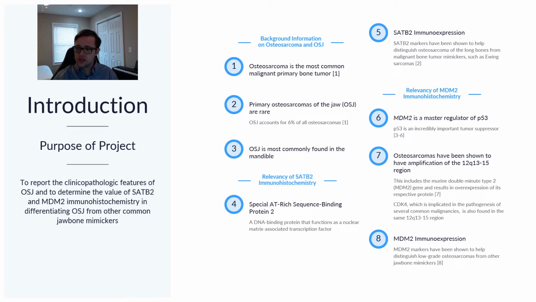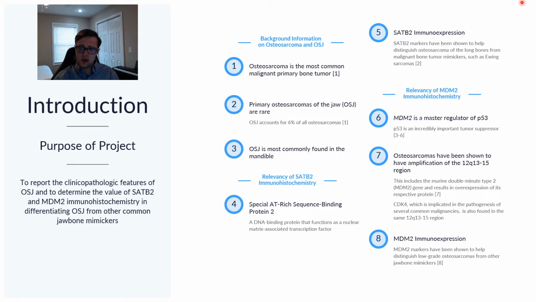I believe it's best to start with a bit of background information before I explain what our goal was for this study. Osteosarcoma is the most common primary malignant bone tumor in humans, and in rare cases, primary osteosarcomas can actually develop in the jaw. Several genes are associated with osteosarcoma, namely SATB2, MDM2, and CDK4. These latter two are both found in the same chromosomal segment, the 12q13 through 15 region.